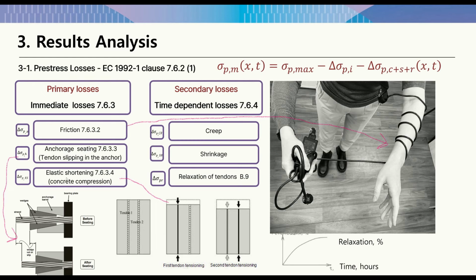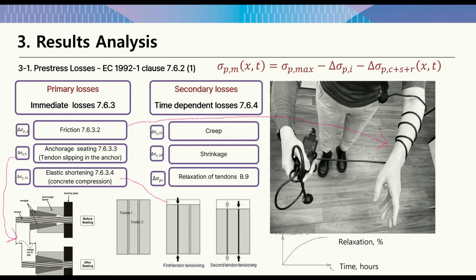Next, elastic shortening. We stress the first tendon, there is no elastic shortening, no losses. Then we stress the second tendon, no elastic shortening in the second tendon, but losses occur in the previous first tendon due to the concrete shortening by the force of the second tendon, and so on with the following tendons.